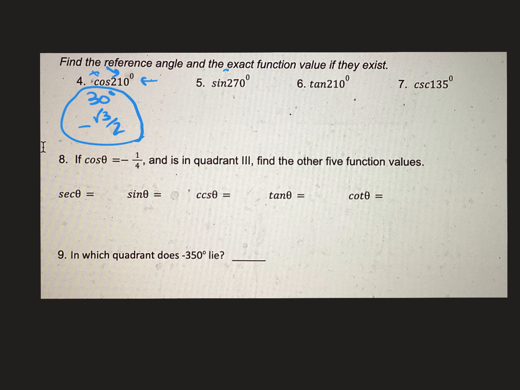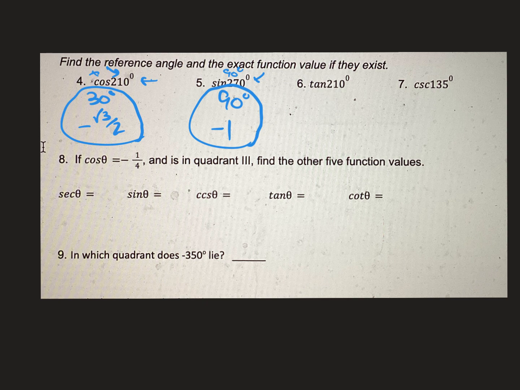270 is 90 away from 180, so the reference angle is 90. So think about sine 90. Look at sine 90. Sine is the y. At 90 degrees, sine is 1. To figure out if it's positive or negative, think about where 270 is, what quadrant it is in. 270 is at the very bottom of our unit circle, which means it's y, and y is negative in the bottom two quadrants, so it means it's -1.